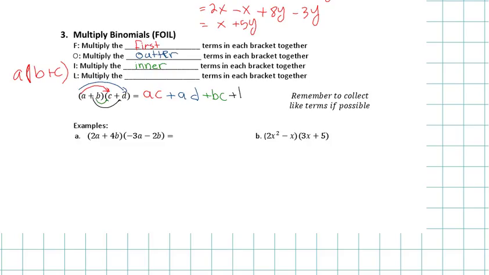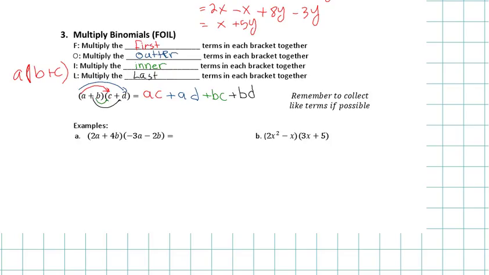It's also called a rainbow, if you look at it. So first, which is the first term times the first term. Outer, which is your outer two terms. Inner, which is your two inner terms, b and c. And then last, which is your last term in each bracket. Is that clear for everyone? So first, outer, inner, last.